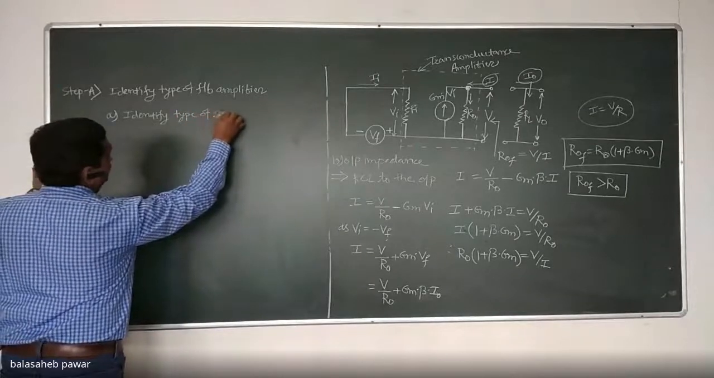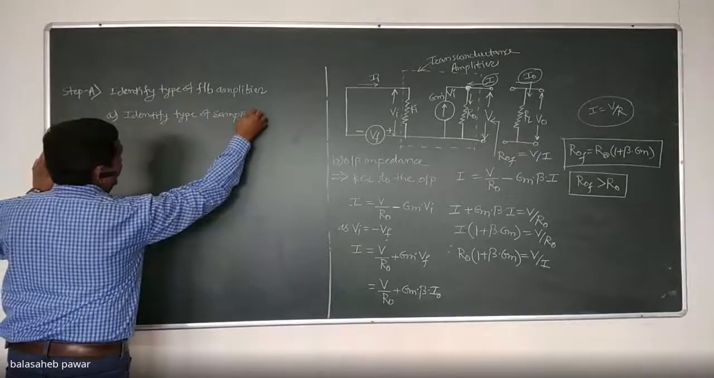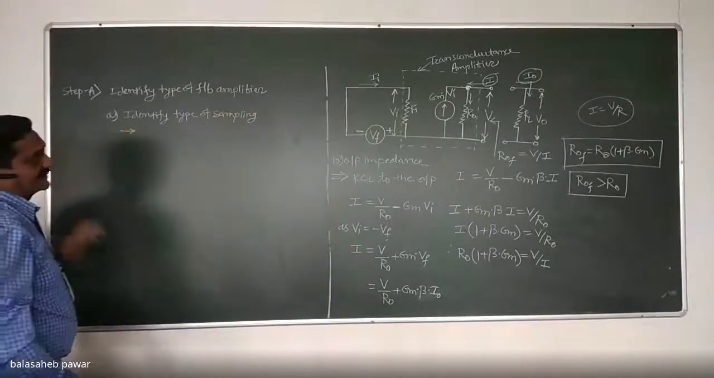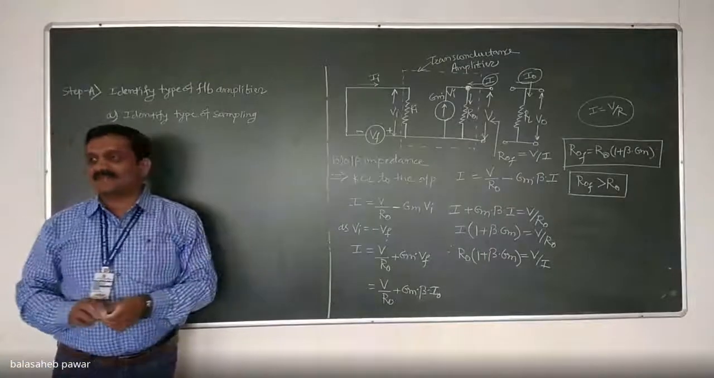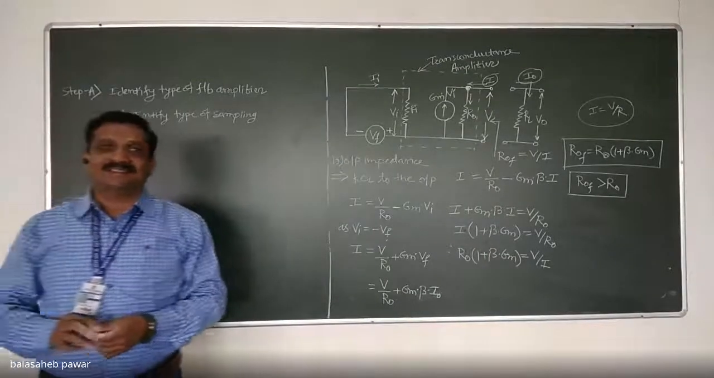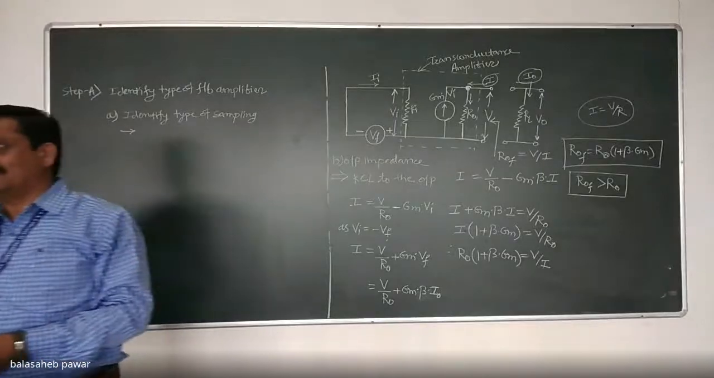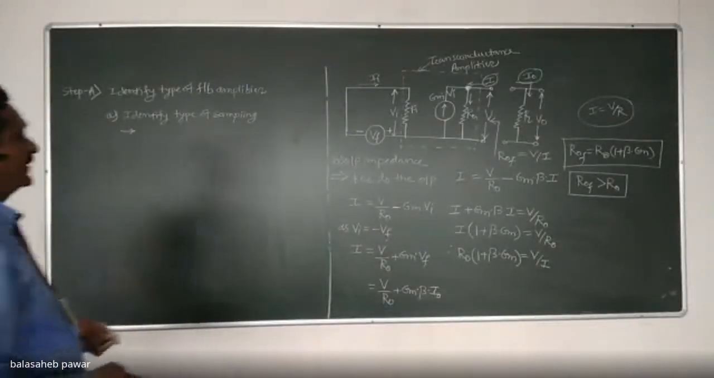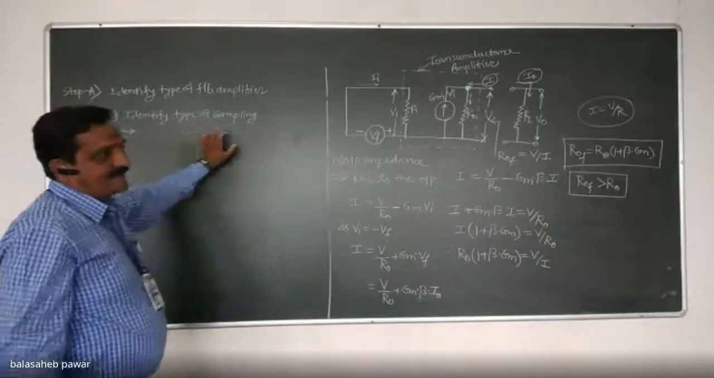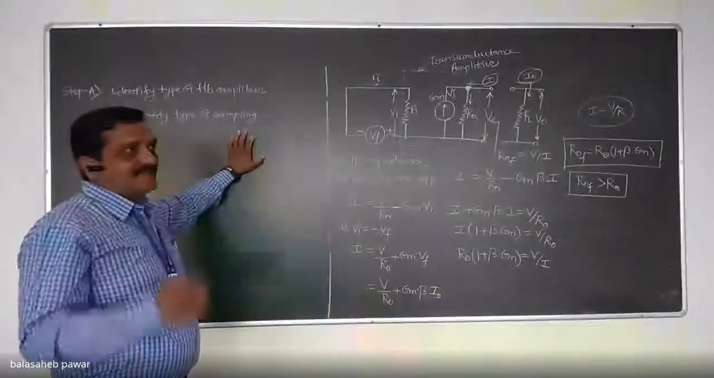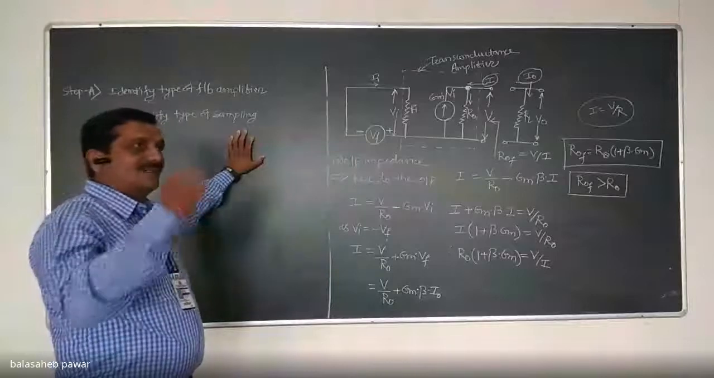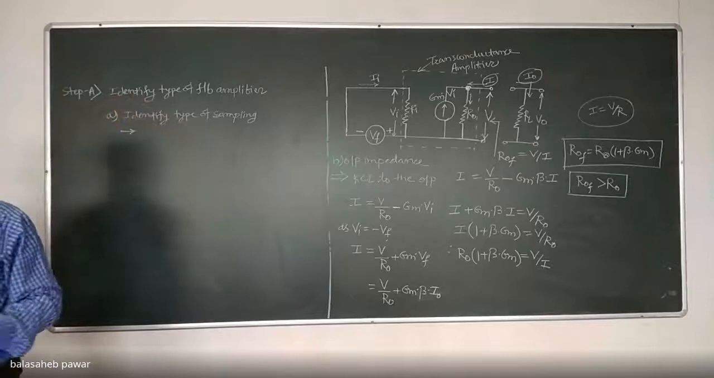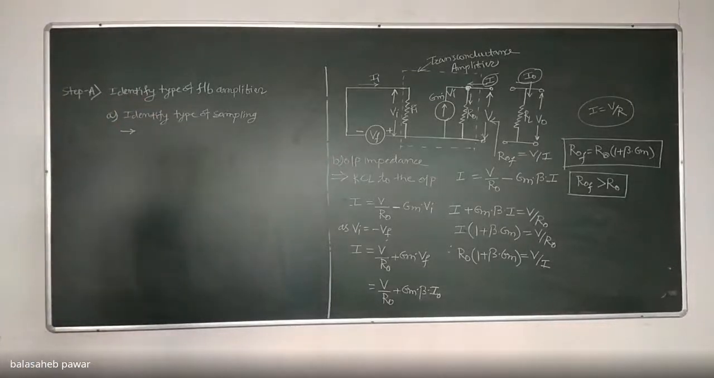Which are the various types of sampling? Current and voltage, very good. Out of those two, you have to identify whether the given amplifier circuit has voltage type of sampling or current type of sampling. To identify it, note down the first point.